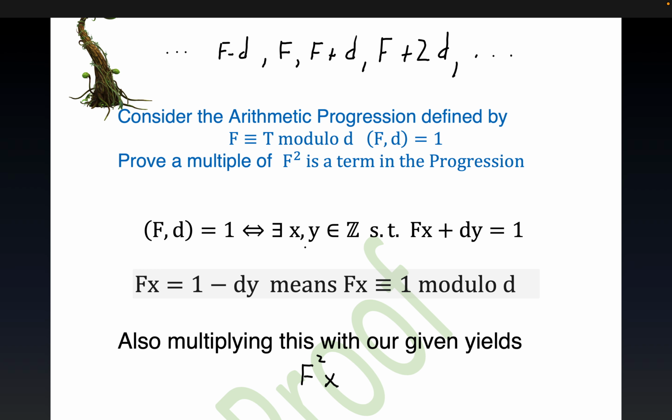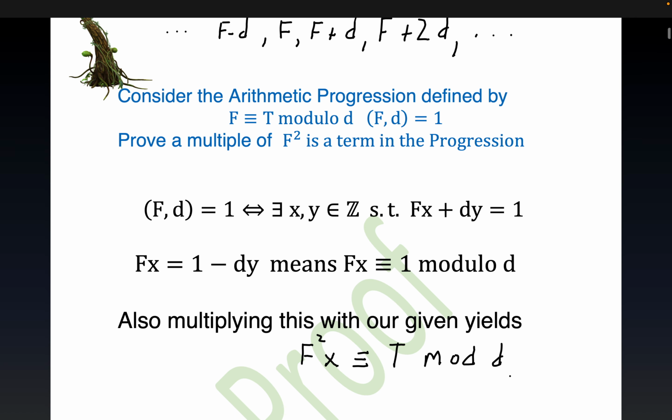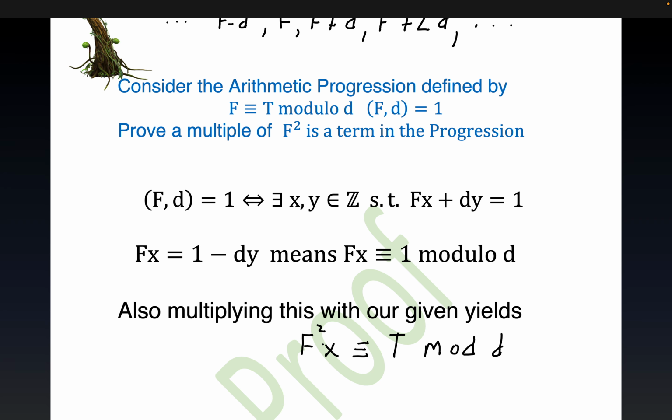So fx times f certainly gives us f squared x, but the pleasantness of this 1 on the right-hand side gives us that it's congruent to 1 times t, which is just t. But remember, this is mod d. I'll abbreviate modulo with mod. Modulo arithmetic is another name for just remainder arithmetic. So you see that does it. That means that f squared x is a term in this sequence.